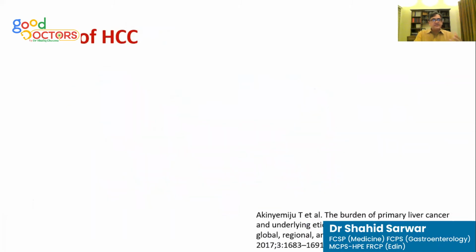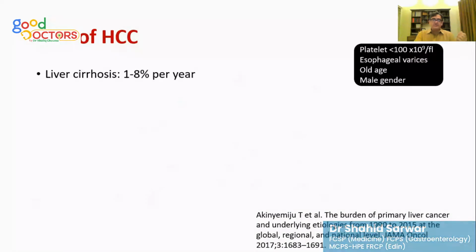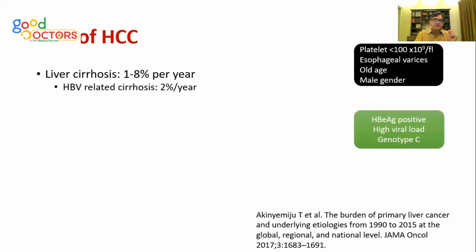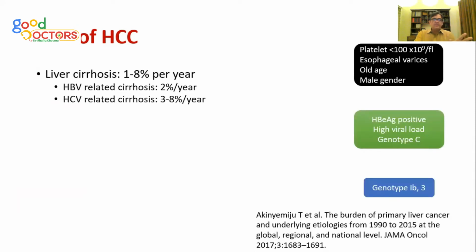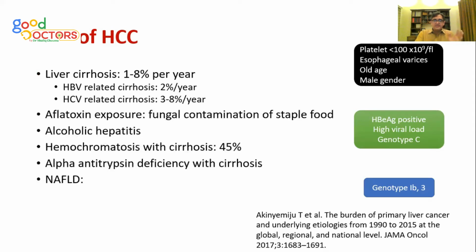So what is the risk for hepatocellular carcinoma? The most important is liver cirrhosis. If somebody has liver cirrhosis, then there is a 1 to 8% chance of having HCC every year. With declining platelet count, presence of esophageal varices, increasing age, and male gender, this risk is more. This is true for both hepatitis B and C, though there is a little difference between them, and both viruses have their own factors which predispose more to the development of HCC, but this is a risk factor once the patient has liver cirrhosis.